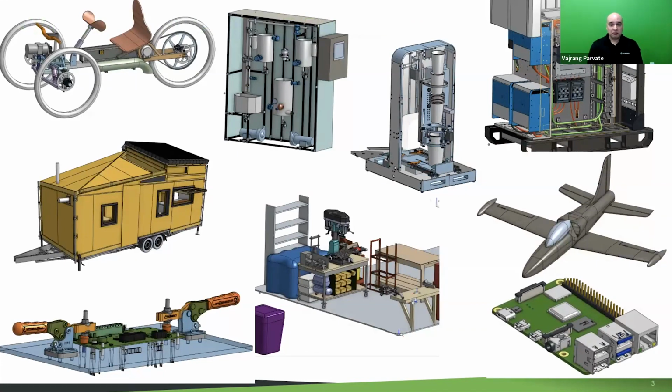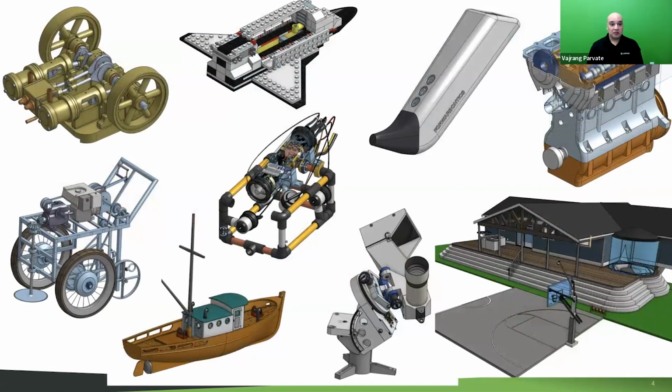Here are some of the examples of real-world products that Onshape users have designed. There's bicycles, aircraft, automotive, industrial machinery, robotics, consumer electronics. You've got toys, marine applications, engines, optical instruments, underwater robots, and in one case on the bottom right there, even people designing their own homes and backyards.